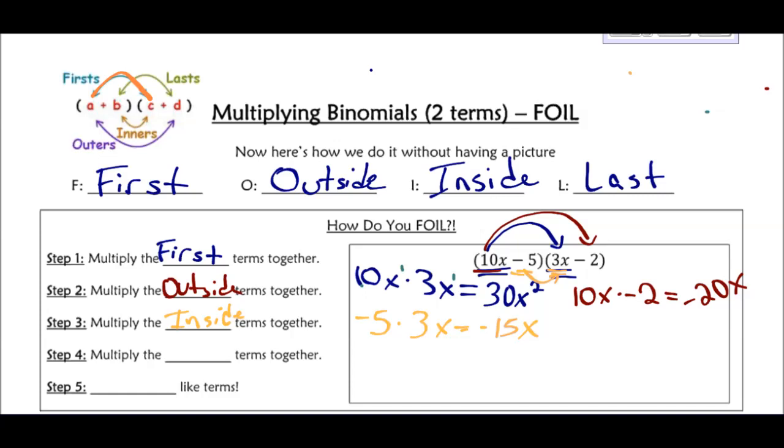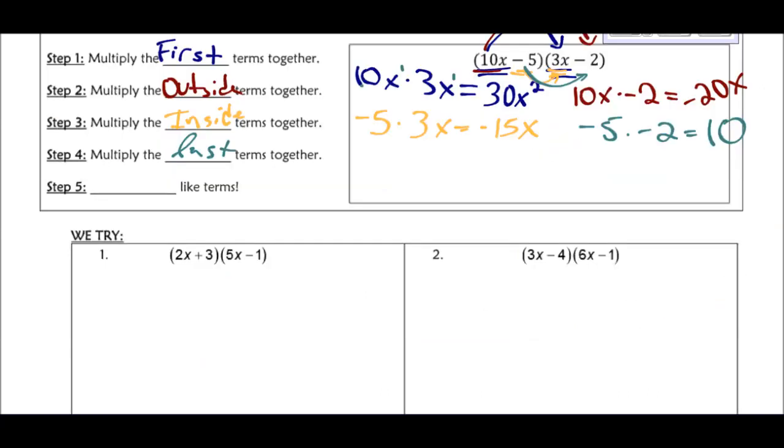Then we're going to multiply this negative 5. I'm going to explain it in a slightly different way in this one. Negative 5 times negative 2. Those are the last terms from each set of parentheses. I'm multiplying the last one in that one and the last one in that one. Negative 5 times negative 2. That's 10. And then I'm going to combine like terms.